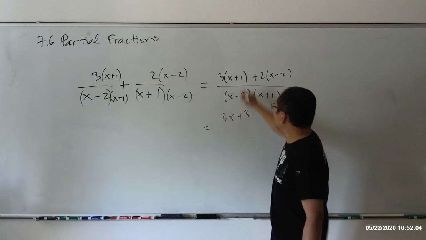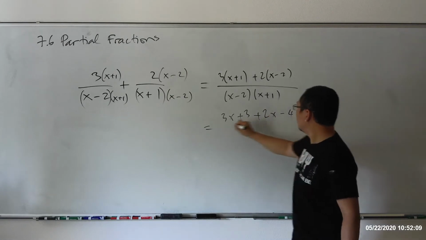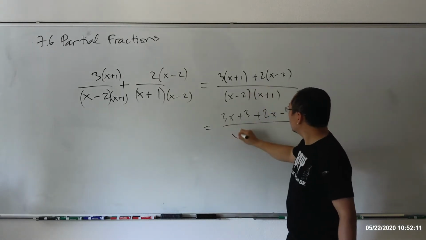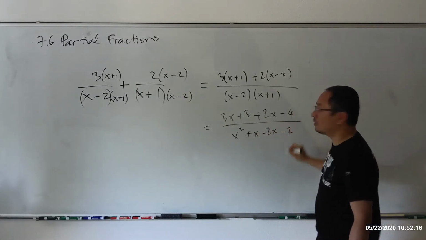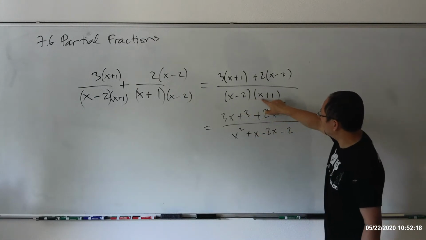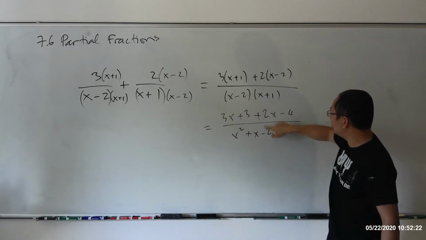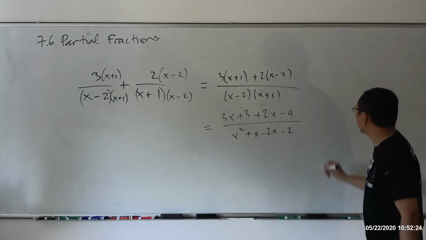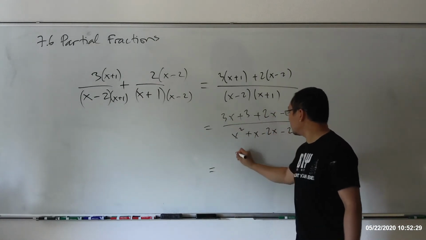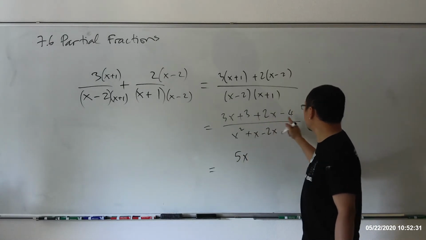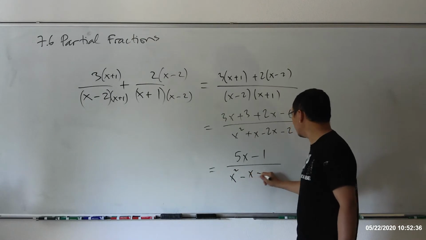3x plus 3, I've distributed 3 into the two terms, plus 2x minus 4 over, bottom is what? x squared plus x minus 2x minus 2. That's what I did. x times x is x squared. x times 1 is plus x, negative 2 times x is negative 2x, negative 2 times 1 is negative 2. Now I'm going to combine the like terms to have the answer. 3x plus 2x is 5x, plus 3 minus 4 is negative 1, over x squared minus x minus 2.